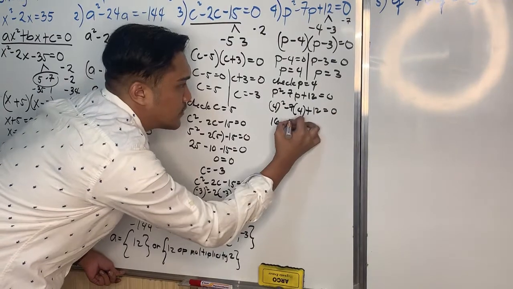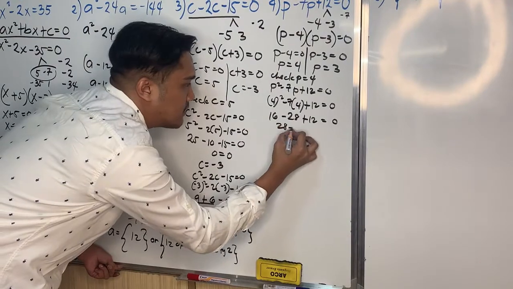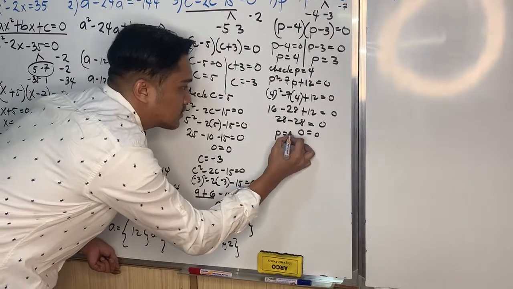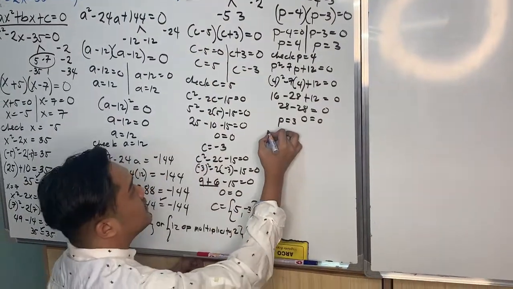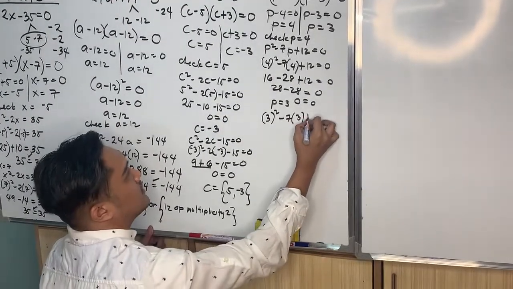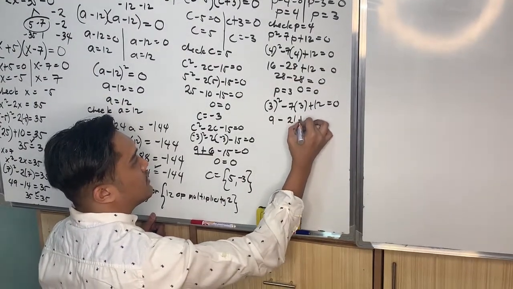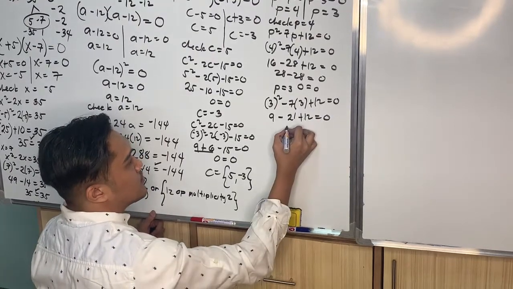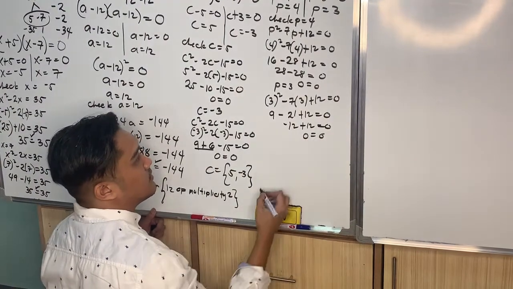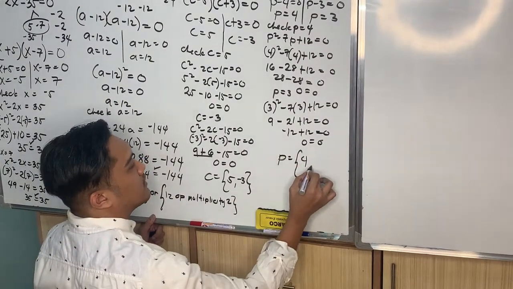16 minus 28 plus 12 is equal to 0. So, 28 minus 28 is equal to 0. 0 equals 0. For P is equal to 3, magiging 3 squared minus 7 times 3 plus 12 is equal to 0. 9 minus 21 plus 12 is equal to 0. So, negative 12 plus 12 is equal to 0. 0 equals 0. Our solution set will be 4 and 3.